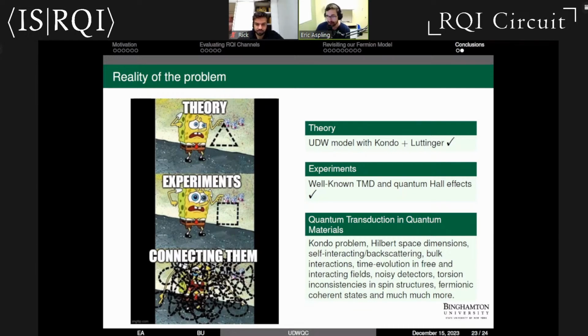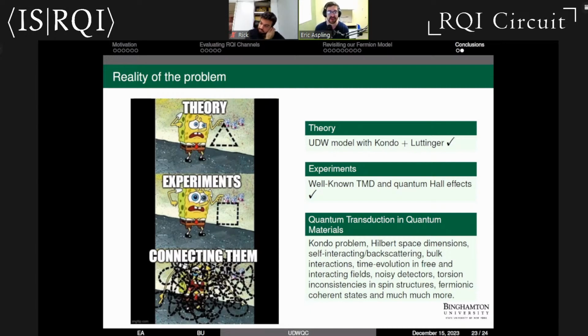You have the Kondo problem, the RG flow. You have the Hilbert space dimensions because there's no such thing as infinite coupling strength. You have self-interacting and backscattering parts. You have bulk interactions, time evolution. I mean, the list goes on and on of these things that are going to be real considerations that we have to look at. So to do that, we need a lot of time. We need a lot of collaborators, people who have done this stuff.